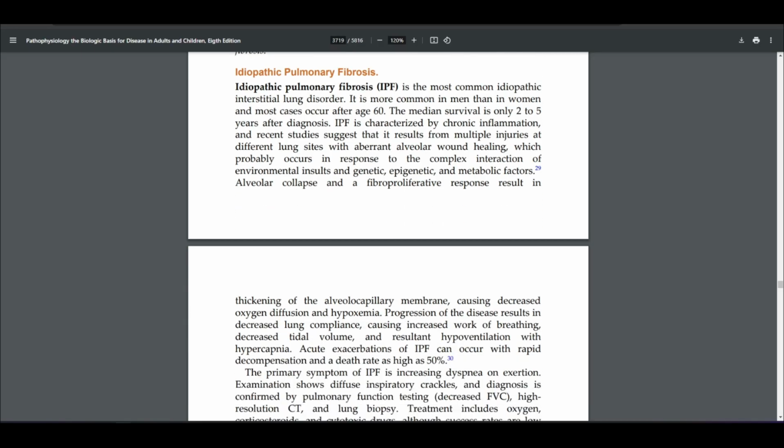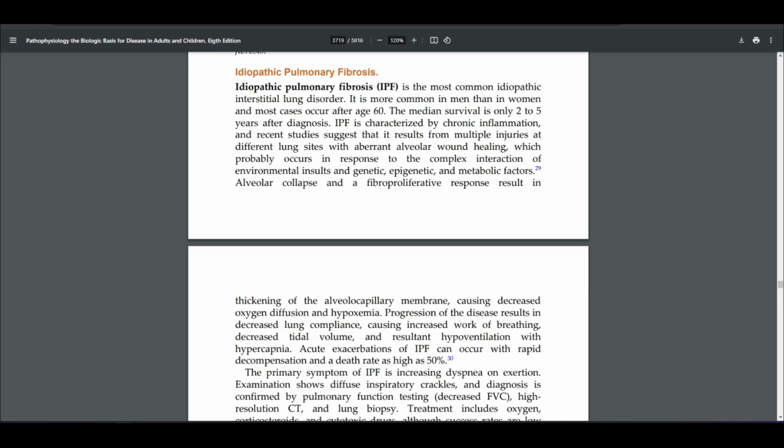Idiopathic pulmonary fibrosis is the most common idiopathic interstitial lung disorder. It is more common in men than in women and mostly occurs after the age of 60. The median survival is only 2 to 5 years after a diagnosis. Idiopathic pulmonary fibrosis is characterized by chronic inflammation, and recent studies suggest that it results from multiple injuries at different lung sites, with aberrant alveolar wound healing, which probably occurs in response to the complex interactions of environmental insults and genetic, epigenetic, and metabolic factors.